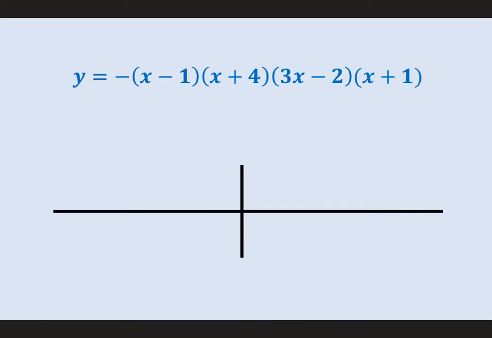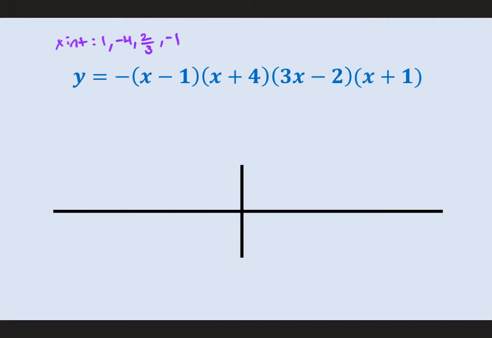All right, our second example here, I'm going to do a little bit quicker, hopefully, and you can follow along. Our x-intercepts, we'll look at the equation. What makes the first parentheses equal 0 is a +1. The second parentheses is a -4. The third parentheses, be careful here, this is a +2/3. +2/3 will make that equal 0. And the last one is -1.